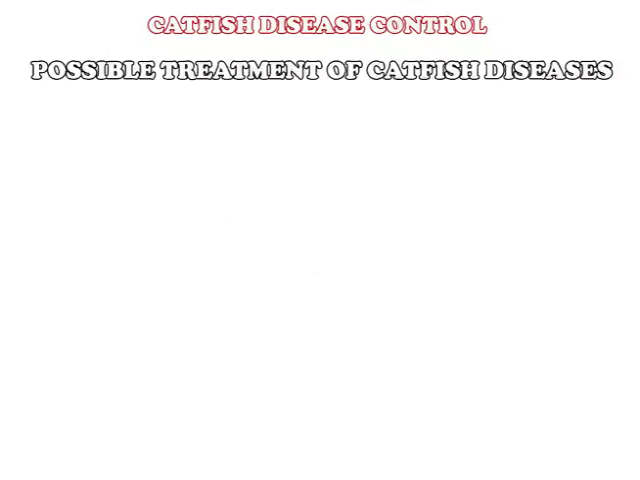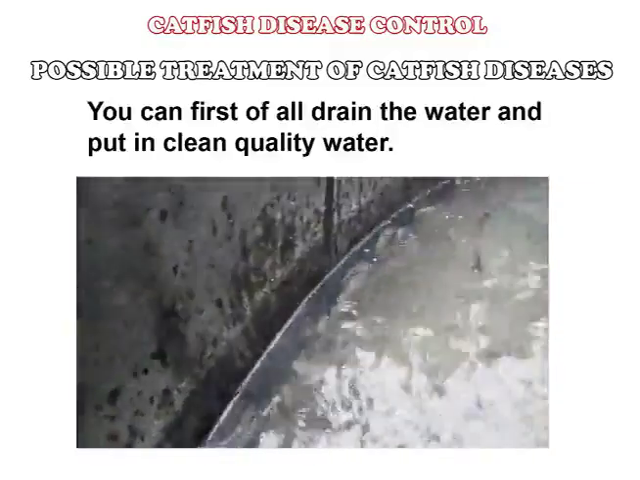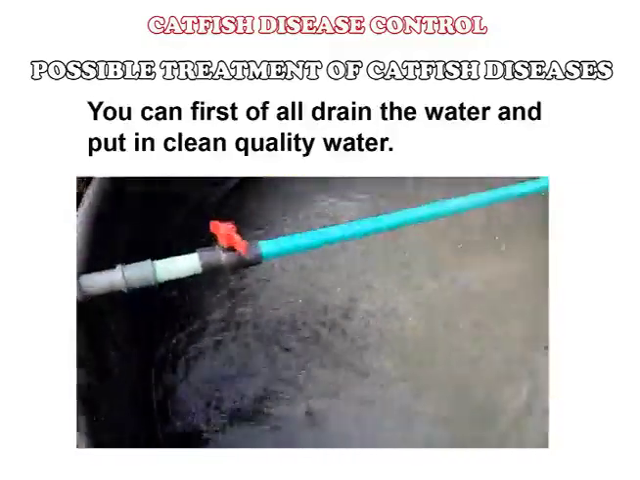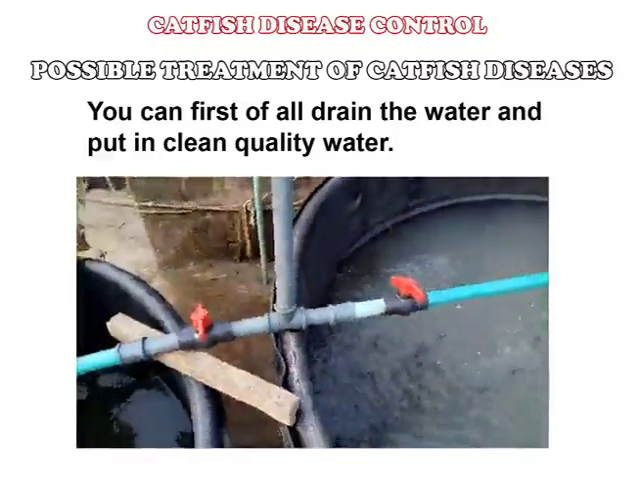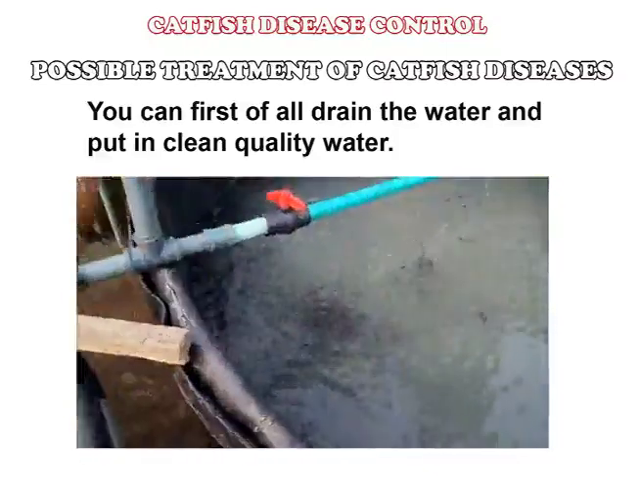Possible treatment of catfish diseases. As earlier maintained, the treatment for catfish disease is based on the identified problem. But one thing is almost constant in treating catfish disease. Since the water is the environment where the fish carry out all activities of life, you can first of all drain the water and put in clean quality water. If it's a large pond, the water can be reduced to a certain level while new water is introduced to top up.